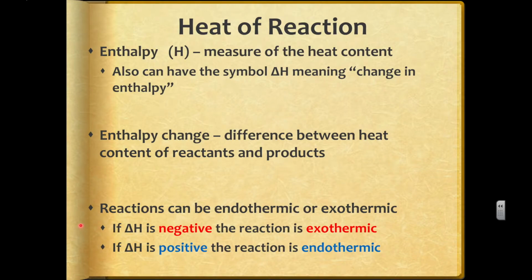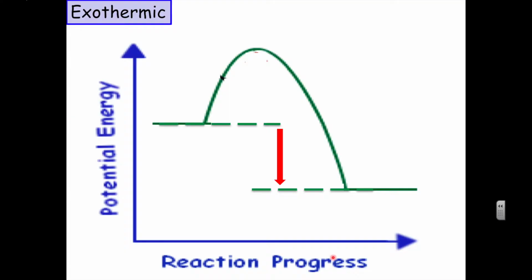So the reactions can be endothermic or exothermic. If delta H is negative, then the reaction is exothermic. That's because the change of energy is going down. It's releasing its heat. So that's negative, and that means it's releasing heat, so it's exothermic. If it is taking in heat, it is increasing the amount of heat, so it's positive, and so it's endothermic.